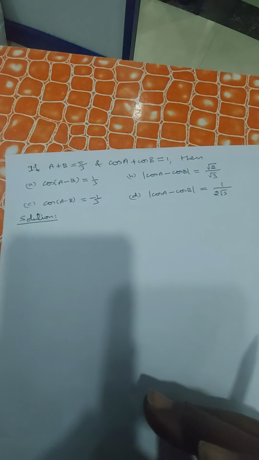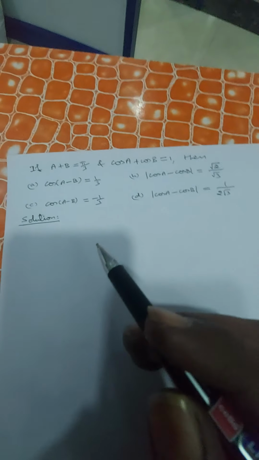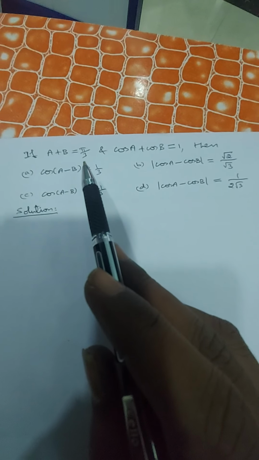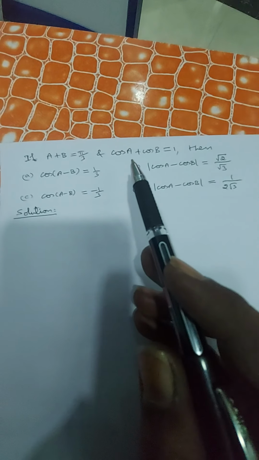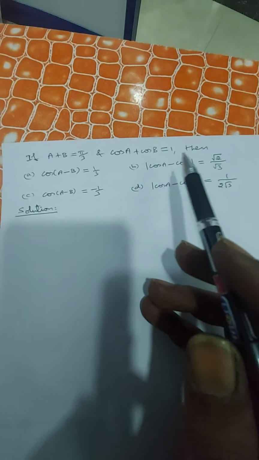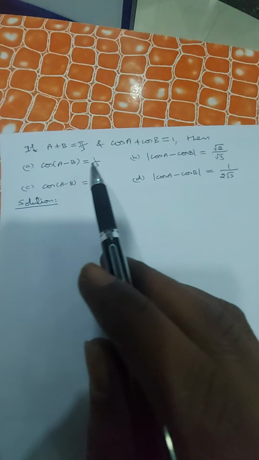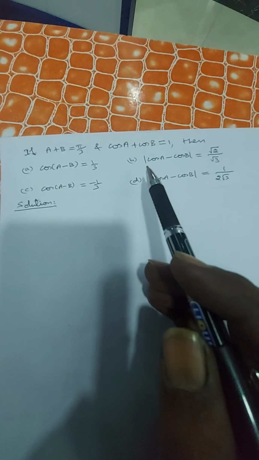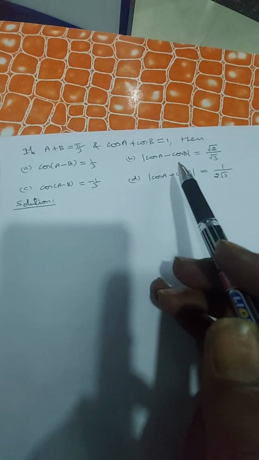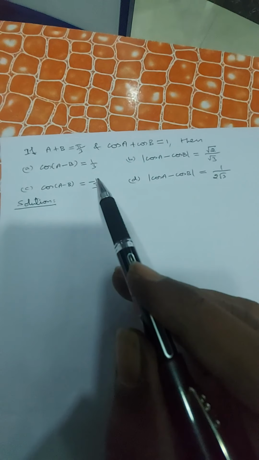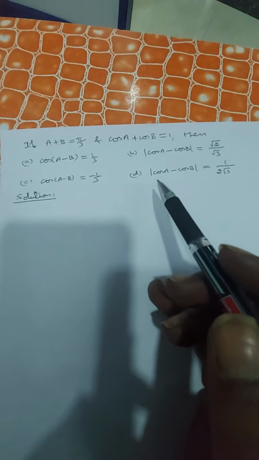Morning. This one is a JEE Advanced question. Here more than one option may be correct. If a plus b equal to pi by 3 and cos a plus cos b equal to 1, then cos a minus b: option A, cos a minus b equal to 1 by 3; option B, modulus of cos a minus cos b equal to root 2 by root 3; option C, cos a minus b equal to minus 1 by 3; option D, modulus of cos a minus cos b equal to 1 by 2 root 3.